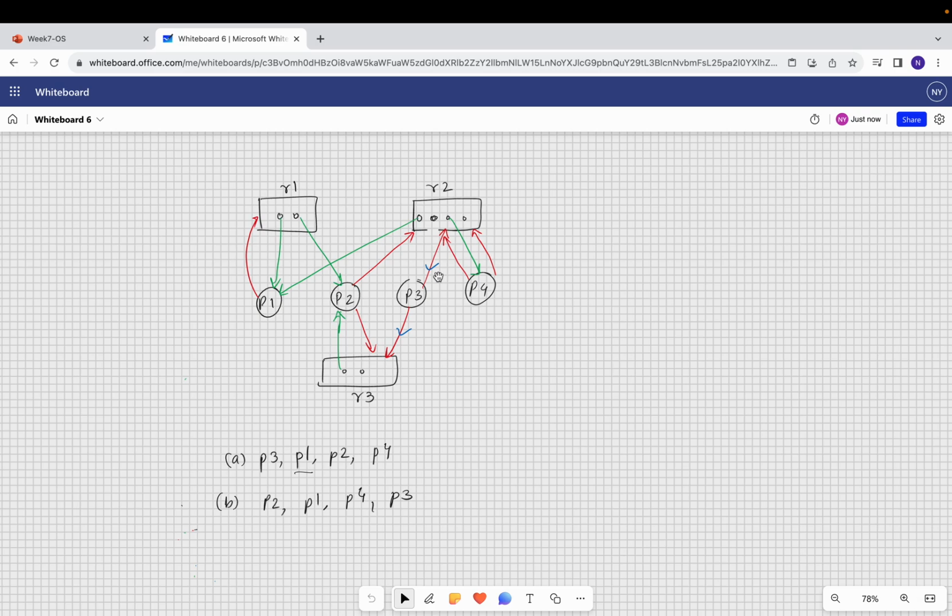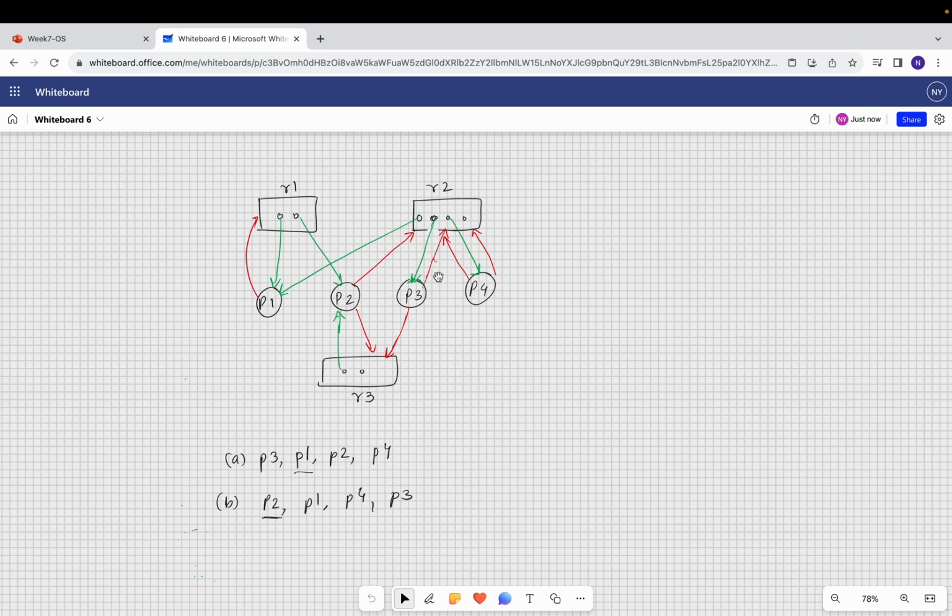Now let's look at the next sequence, which is P2, P1, P4, P3. So P2 executes first. Let me first redraw the arrows that were there. So this arrow was there already, and I'll make it a red arrow again.